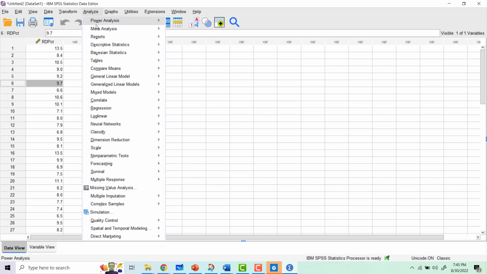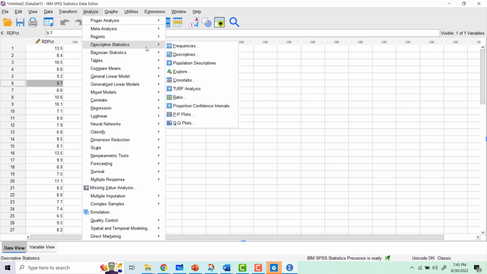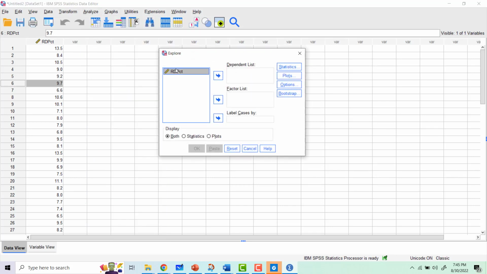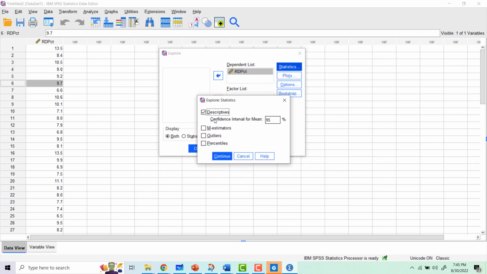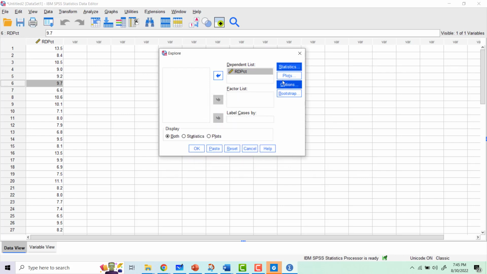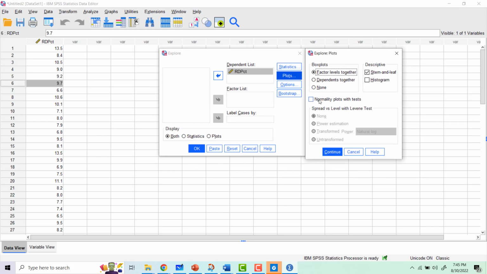So let's analyze descriptive statistics, and let's do Explore. We're just going to put this in the dependent list. And under Statistics, we're just going to have the standard descriptive statistics. We're also going to plot. We're not going to worry, we're going to have a histogram.